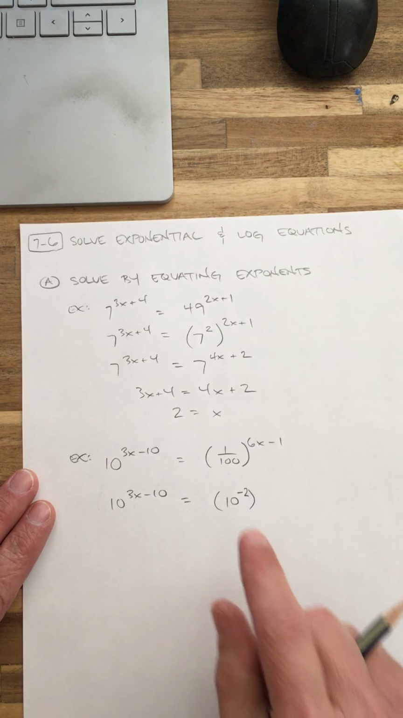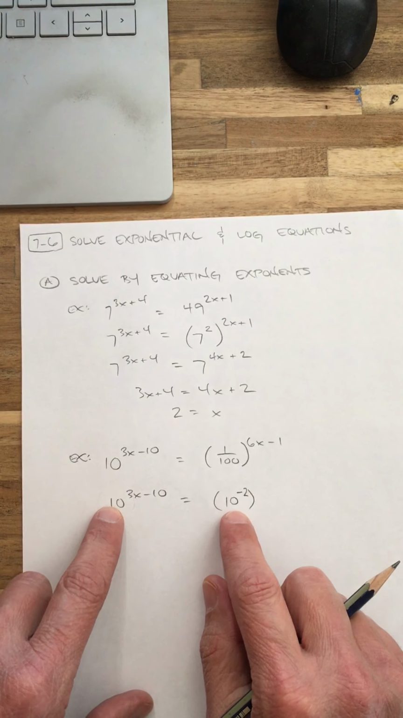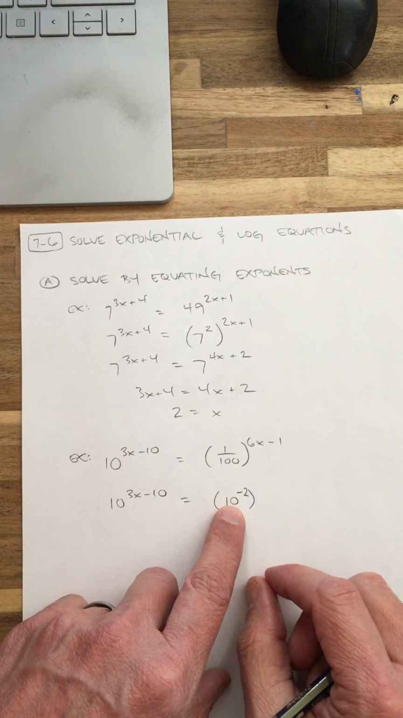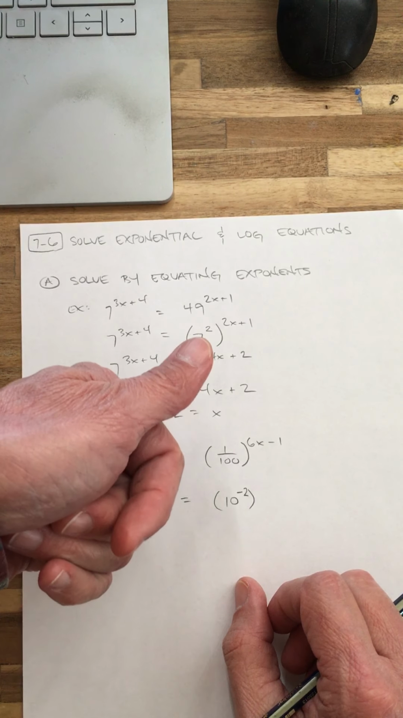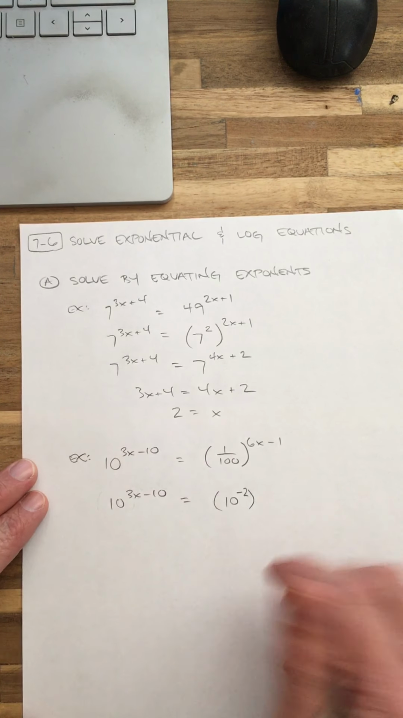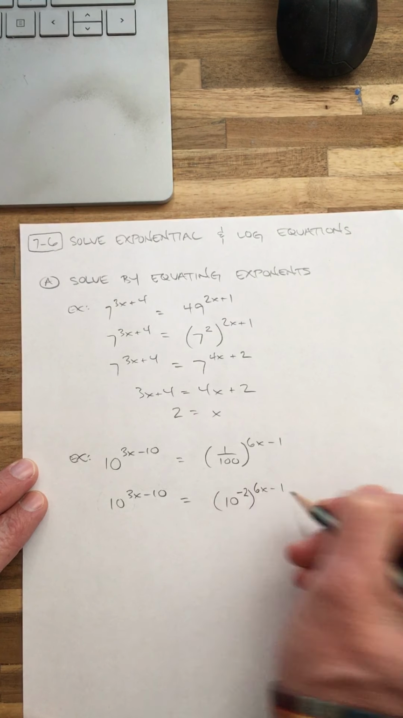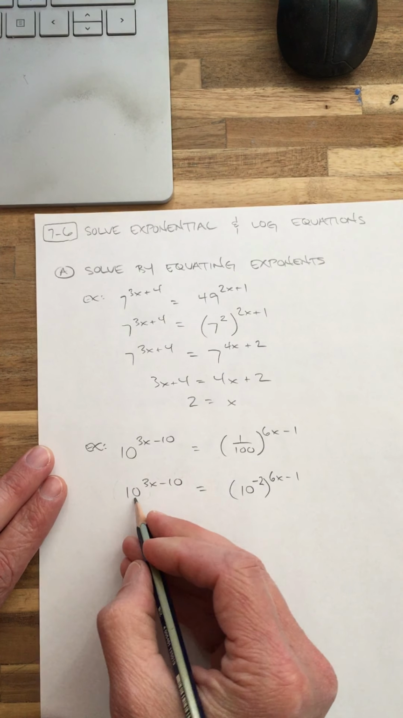All right, and if you're not sure, remember you want these numbers to match. And then ask yourself, what is 10 to the power of negative 2? Well, 10 to the power of negative flips it to 1 over 10. Square it, you get 1 over 100. And then this is still 6x minus 1. All right, and now the bases match.